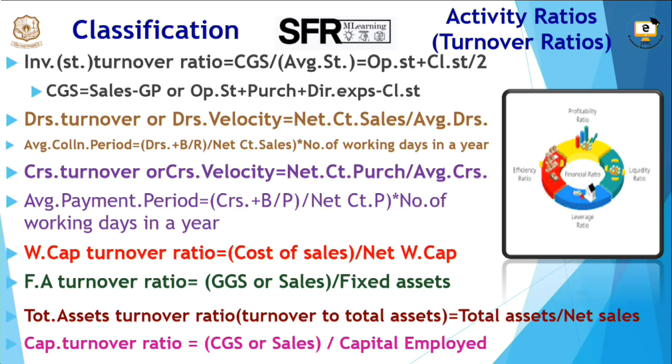The interpretation of stock turnover ratio: a high inventory turnover ratio indicates brisk sales. A low inventory turnover ratio implies over investment in inventory, so you have a large amount tied up as inventory. It affects your working capital position. So high inventory turnover ratio indicates brisk sales, and a high turnover ratio is good. Then the second one is debtors or receivable turnover ratio.